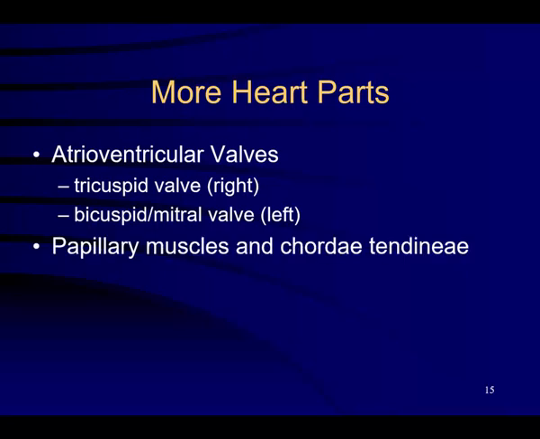And to hold them closed, you use the papillary muscles and the chordae tendineae. These keep the valves closed when the ventricles contract. During contraction, you want the blood to go out the aorta from the left side and out the pulmonary artery from the right ventricle, not back up into the atria.